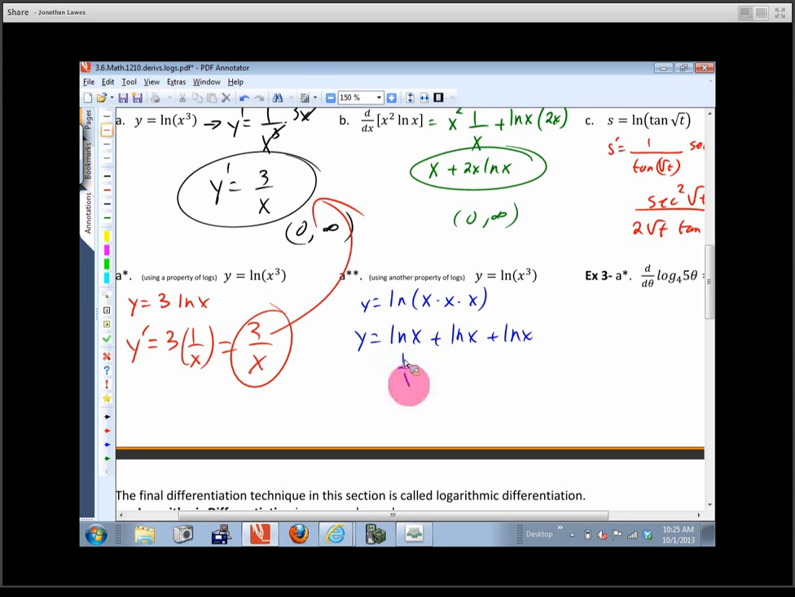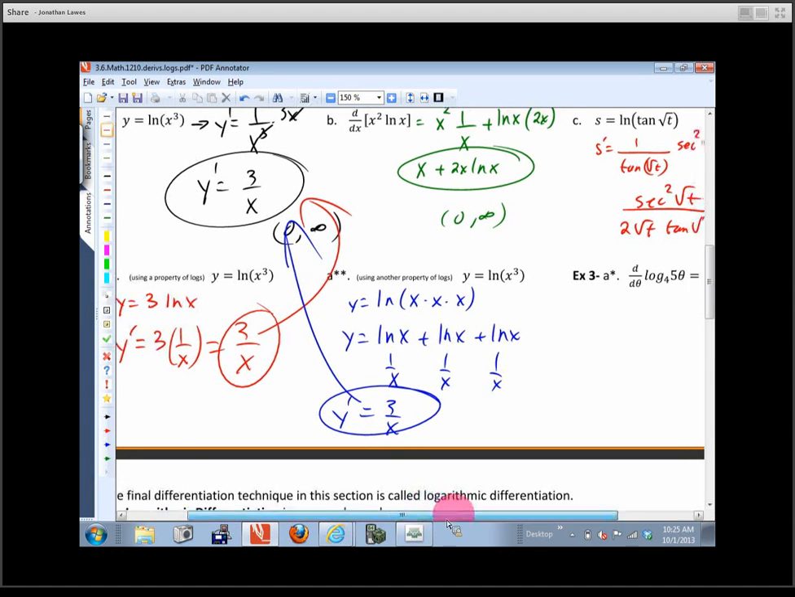So this would be 1 over x, this would be 1 over x, this would be 1 over x, so that means y prime is 3 of those guys, so 3 over x, okay? So 3 different ways to accomplish the same thing. Questions there?